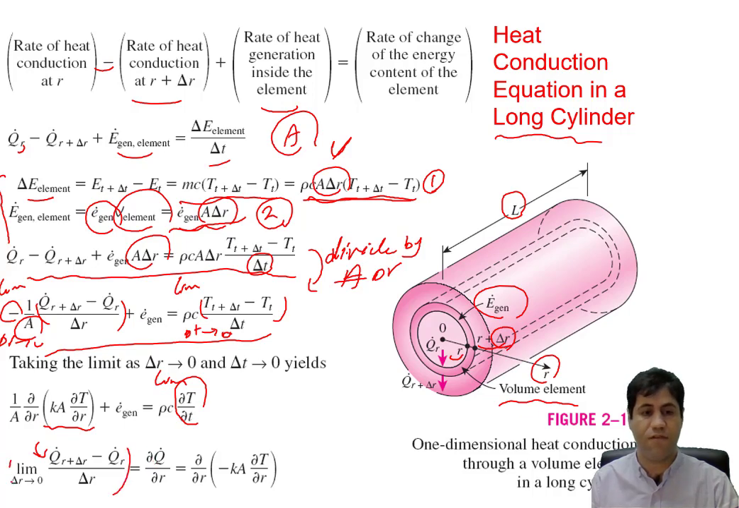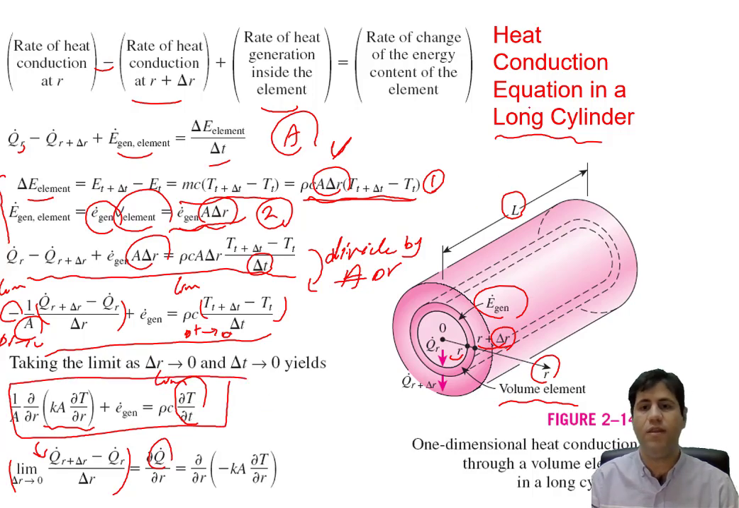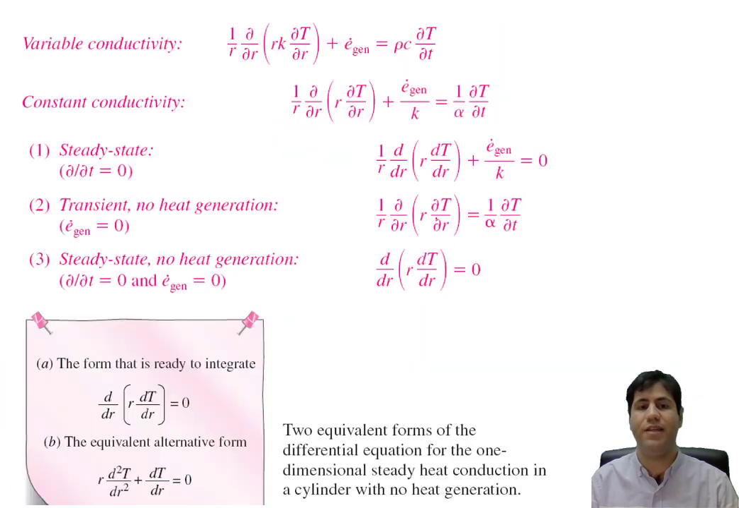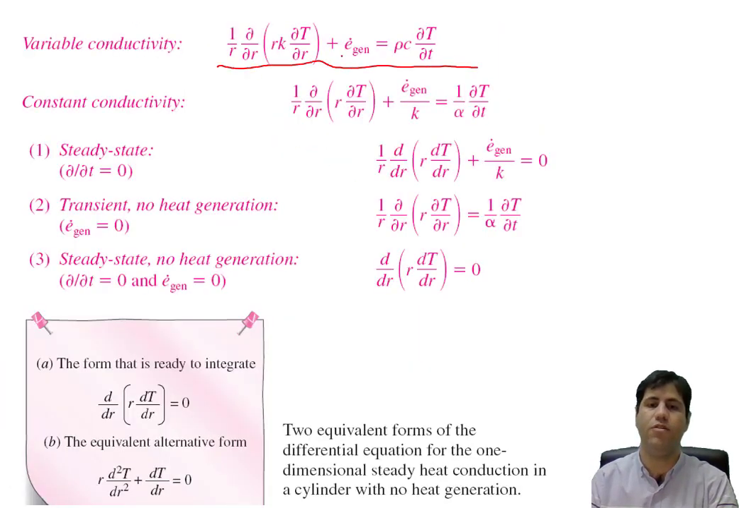This is based on definition. This is from mathematics. We know this. Partial of Q dot with respect to R, and Q dot we know from Fourier's law. We just substitute here that equation. So again, this is our main equation in cylindrical coordinate system. For variable conductivity, that equation can be used.